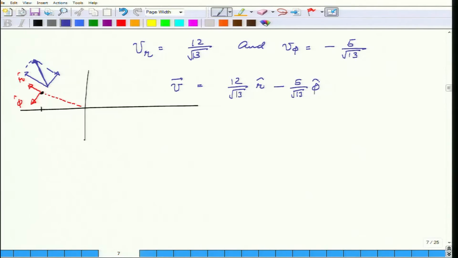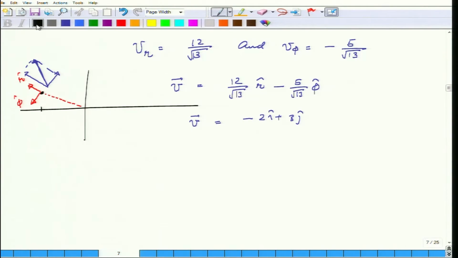At this position, as the positions change, the r and phi unit vectors change, right? If the same vector v, which is minus 2i plus 3j, was at some other position, V_r and V_phi will change.